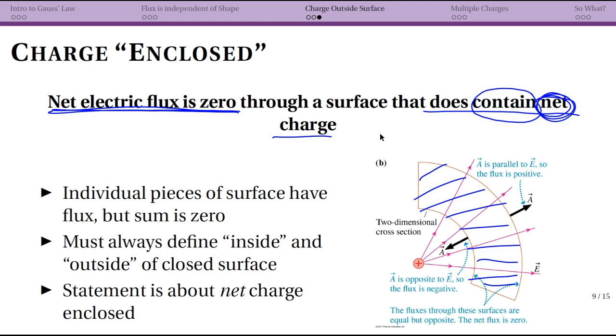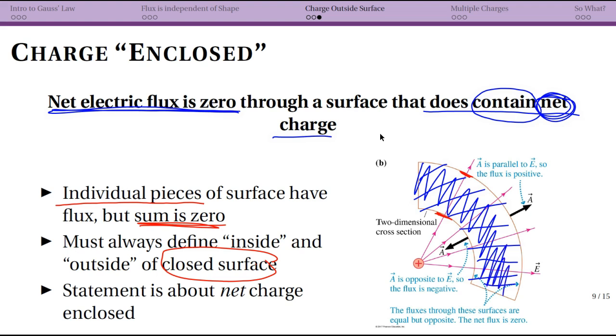Something to remember is that we do have individual pieces with flux. That's not saying the flux through every single bit is 0, right? There's negative flux there, there's positive flux there. But once you sum it up, the sum is 0. Now, this is part of why we must have a closed surface with an inside and an outside. Again, if we just said there's a surface and there's a point charge, maybe our point charge is inside, maybe it's outside. But here we clearly have an inside, and that just is not where our point charge is. And again, we haven't proved it, but this is fundamentally about the net charge enclosed.